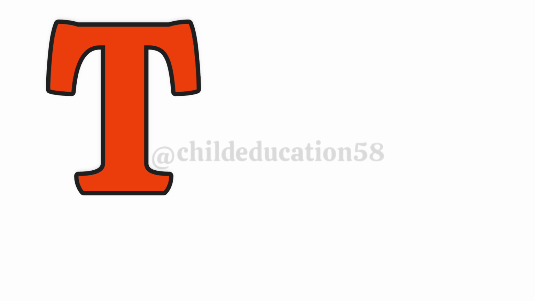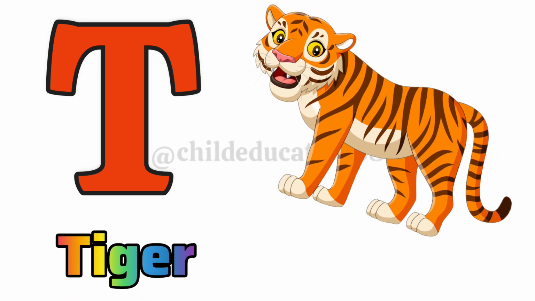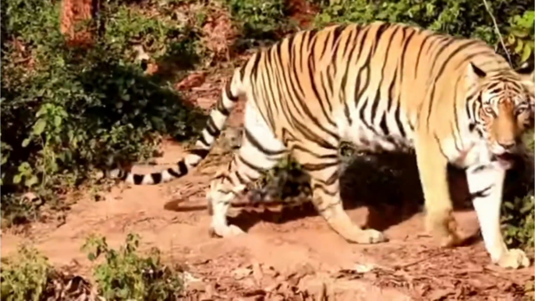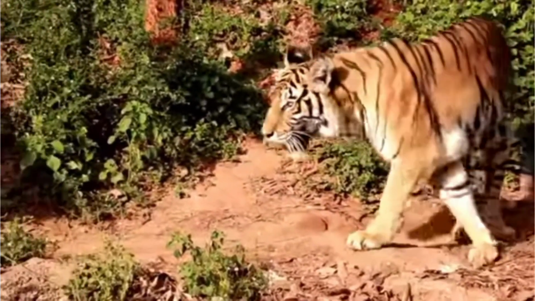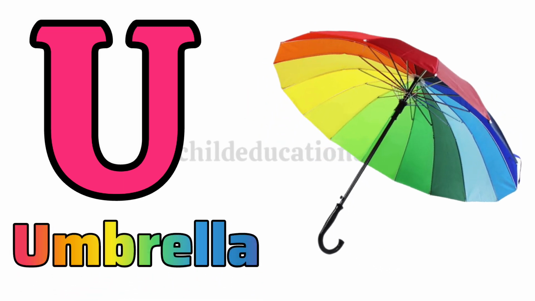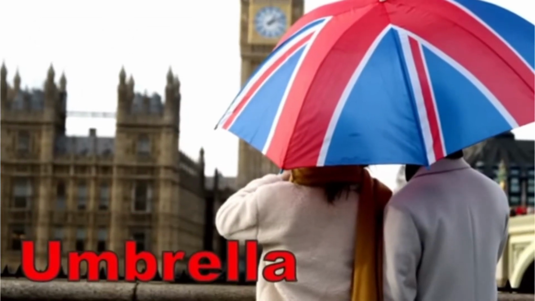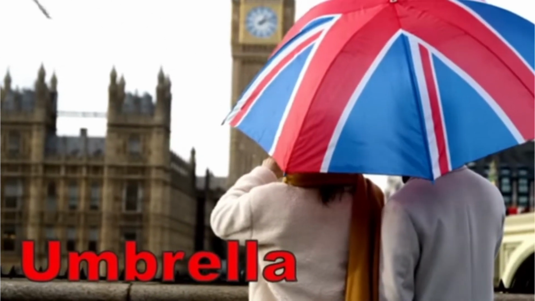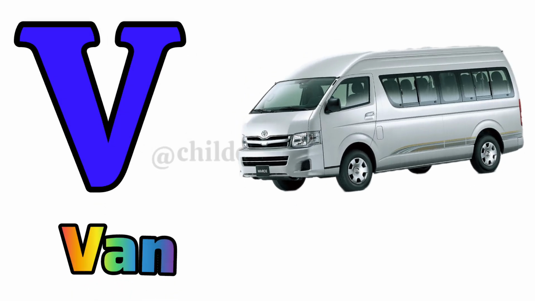T. T for tiger. U. U for umbrella. V. V for van.